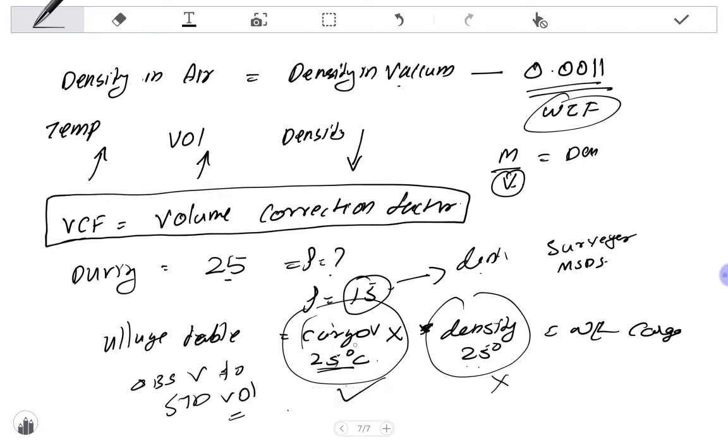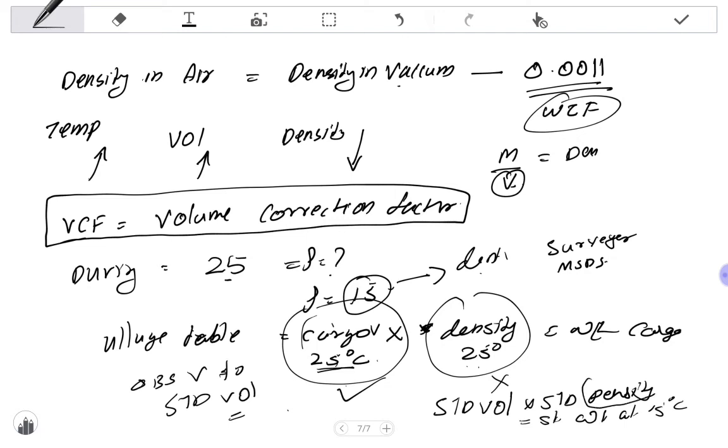Okay, it is actually correcting the observed volume to standard volume. So after applying the volume correction factor to the observed volume, you will get a standard volume. Then you multiply standard volume with the standard density. Okay, so standard volume into standard density, you will get a standard weight at 15 degrees Celsius, standard density.